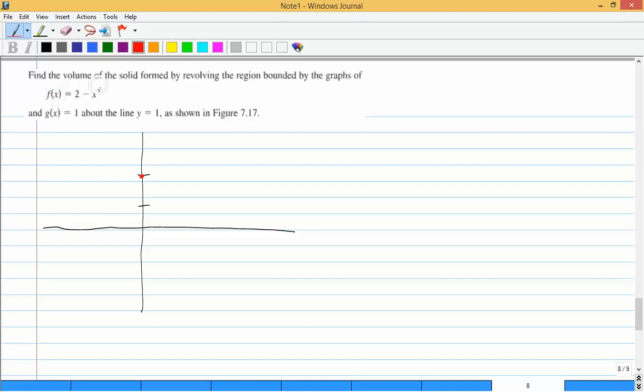I just found the y-intercept. How do I find the x-intercepts? I set y equal to 0 and solve. So if I do that, I'll get 0 equals 2 minus x squared. So x squared equals 2. So x equals plus or minus the square root of 2.